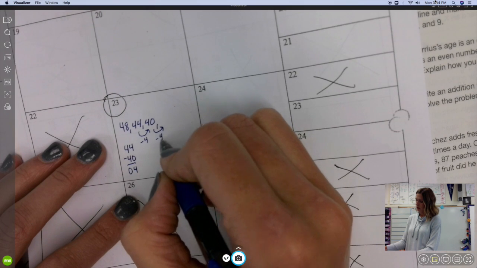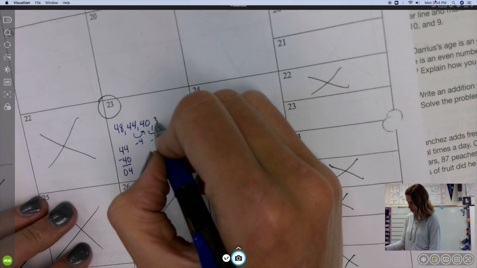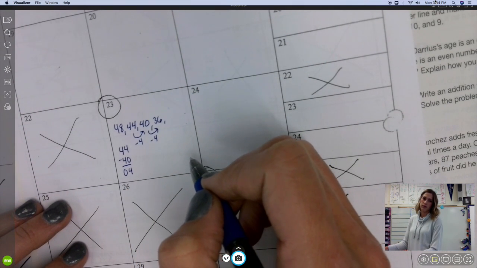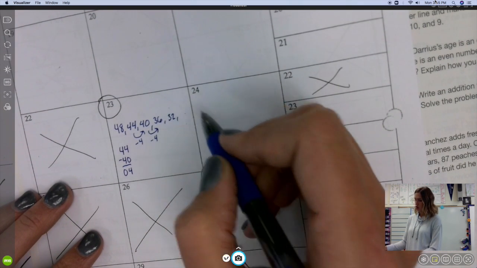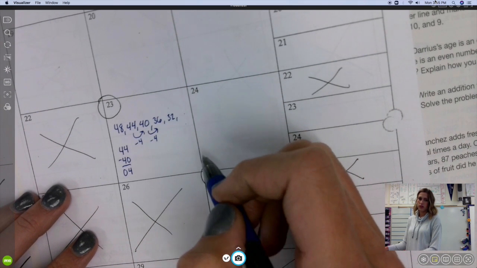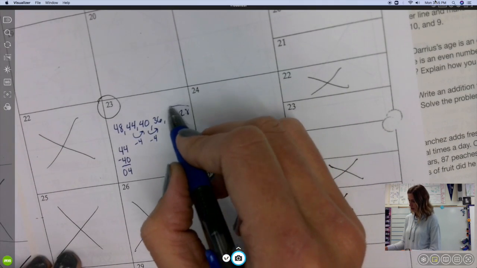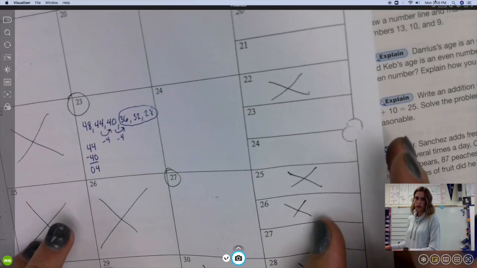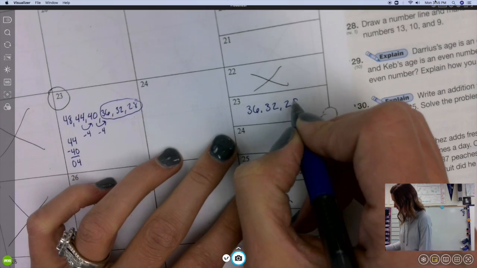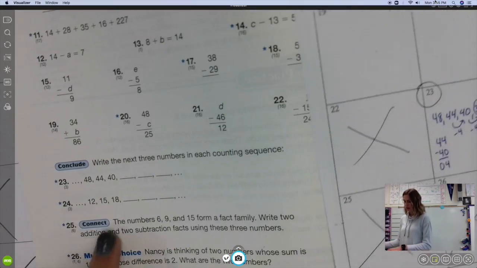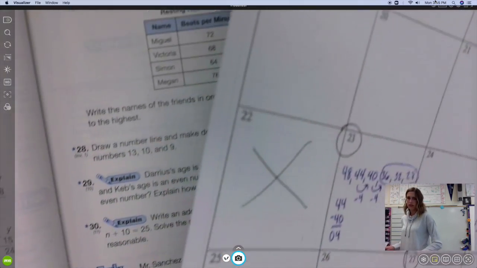What's 4 less than 40? 39, 38, 37, 36. 4 less than 36, well, 4 less than 6 is 2. So 4 less than 36 is 32. And what's 4 less than 32? 31, 30, 29, 28. We got 28. So we get 36, 32, 28. Do that same kind of method to find your answer for number 24. This one we're just counting up. All right, and last one we're on 27.